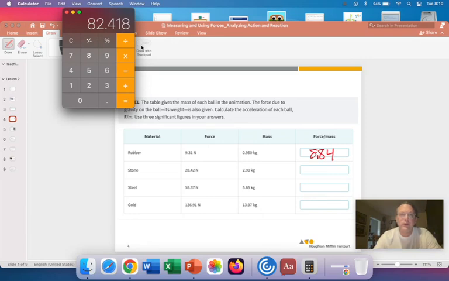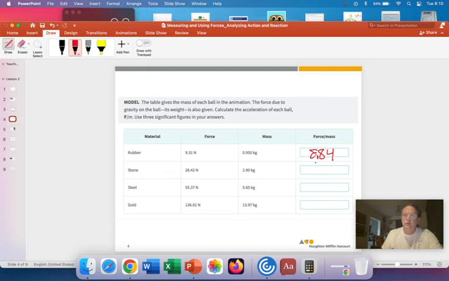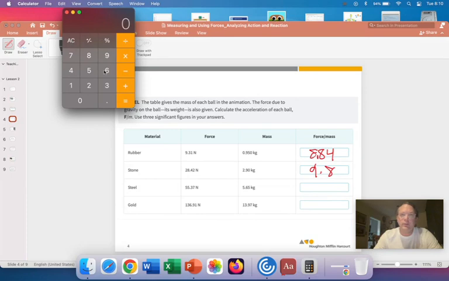Hang on, did I do this correctly? Let's see. 28.42. Force divided by mass. Sorry. 9.8. So we were supposed to do divided by mass, my bad.